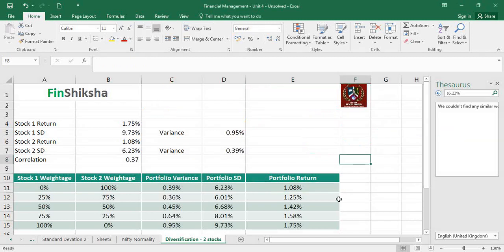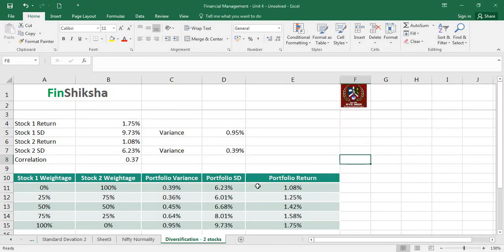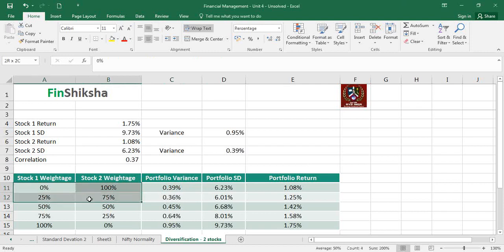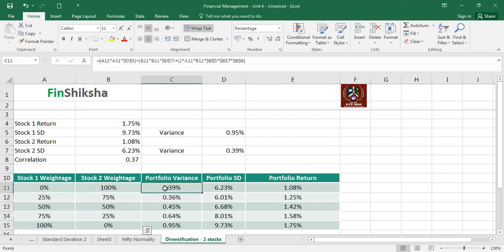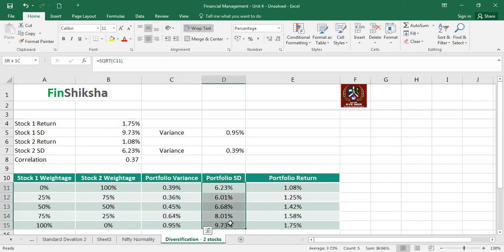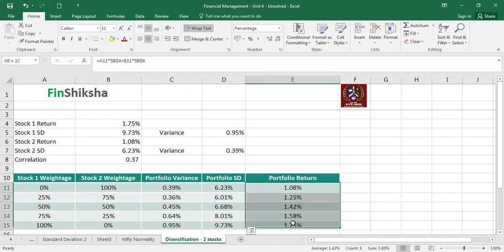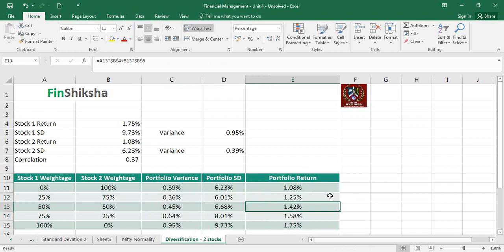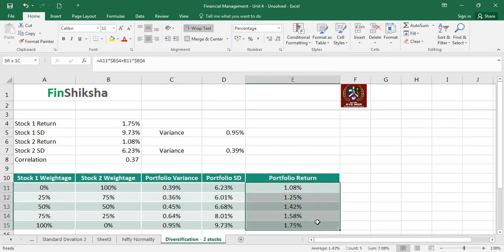We can erase the drawings, and now when we look at this in detail, what is it that we see here? We find that based on different weightages of the stock, we have been able to calculate the variances of the portfolio. Taking the square root of the variances, we have arrived at the standard deviations of the portfolio, and subsequently we have also calculated the portfolio return, right? So you see, portfolio return keeps increasing, but the same is not true for variance. Variance actually goes down, then goes up again, right?